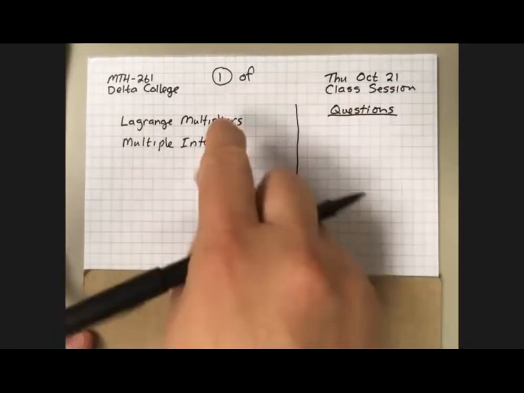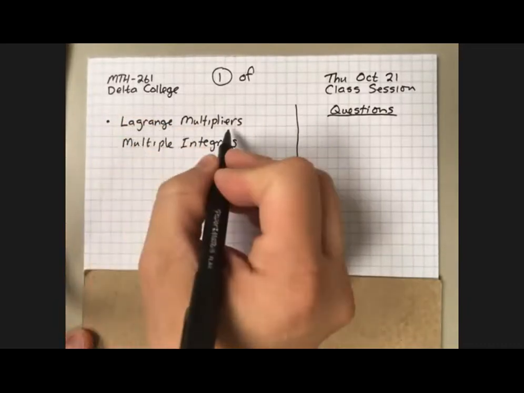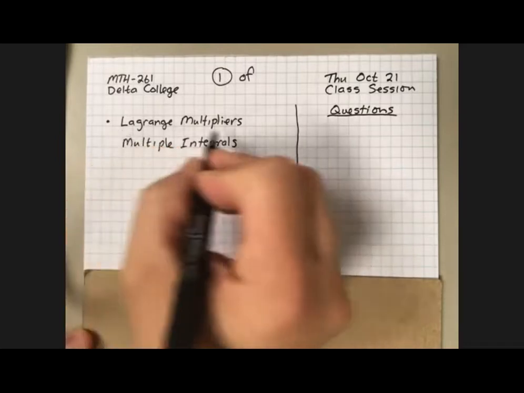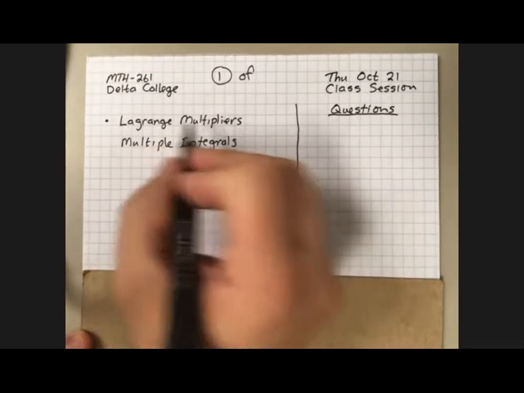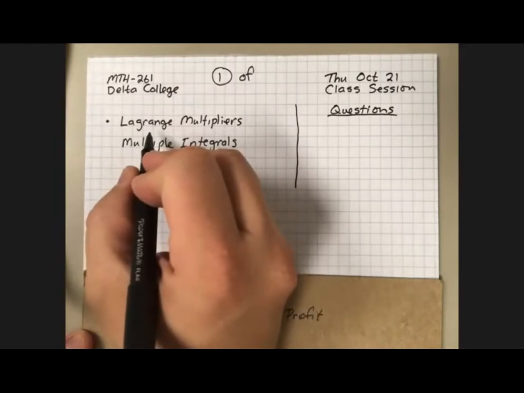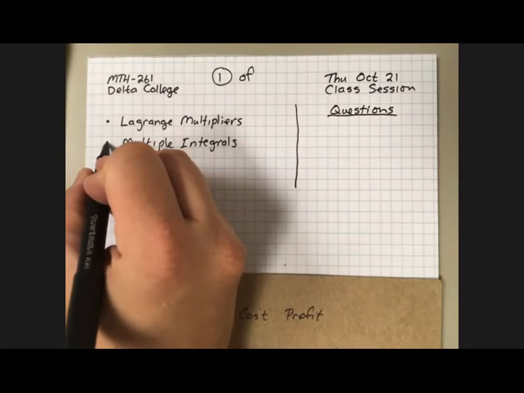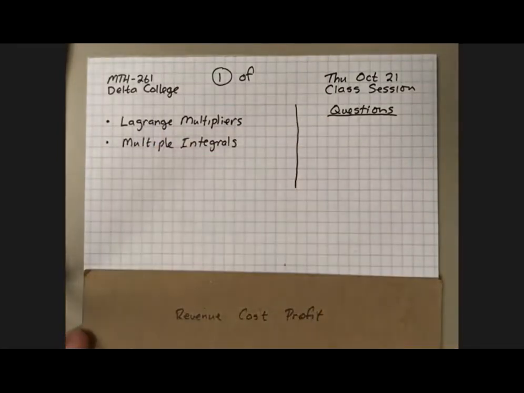So today we're going to work more on optimization with Lagrange multipliers, basically a slick method to optimize quantities subject to conditions. We can use that to analyze things on borders. And we're going to open up the next chapter and look at multiple integrals.